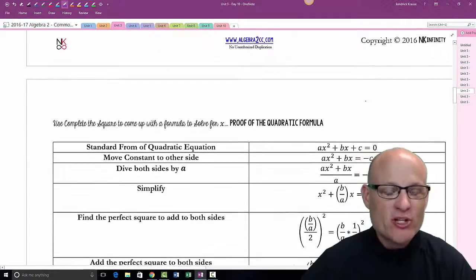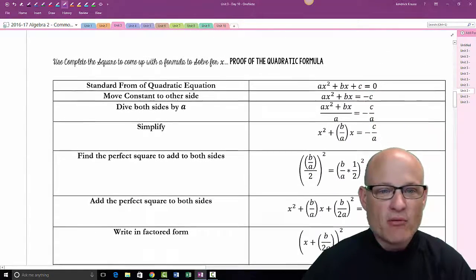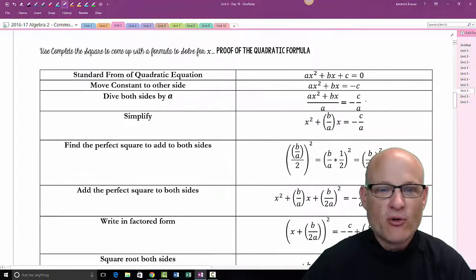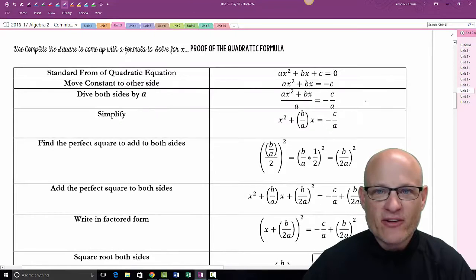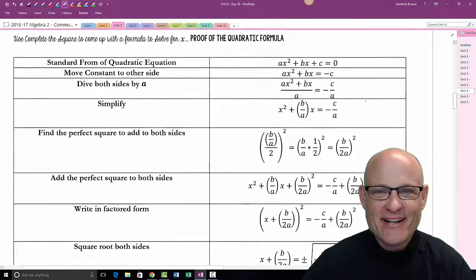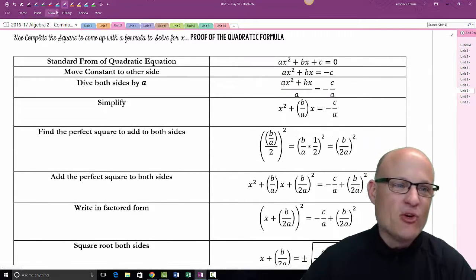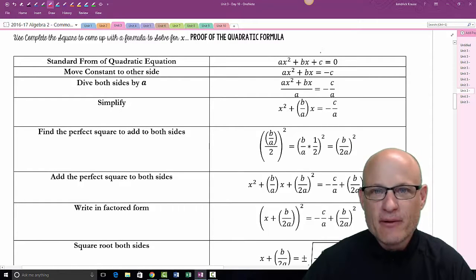Oh, let's see. Use completing the square to come up with a formula to solve for the proof of the quadratic formula. Oh my goodness. Hold on a second. Let's see if you remember the steps for completing the square. Isn't the first step bring the constant over to the other side? Oh, look, there it is. Constant's over on the other side.